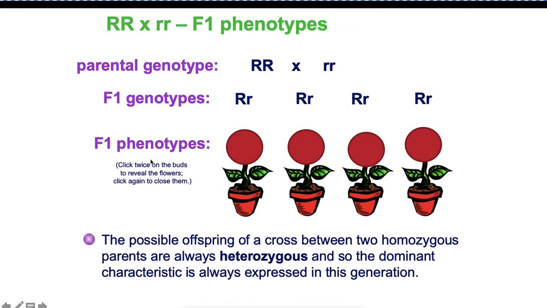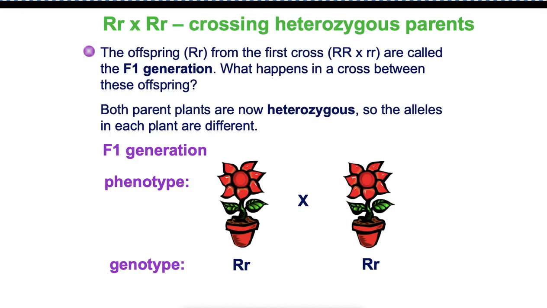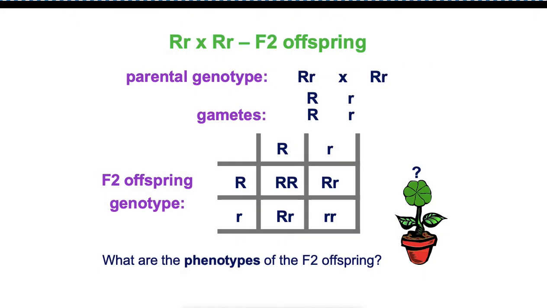What happens in this one? As you see, one dominant allele is enough to be exposed in the phenotype. The possible offspring of a cross between two homozygous parents are always heterozygous, and so the dominant character is always going to be expressed in this generation in their phenotype. But what happens if both of the parents are heterozygous, and so the alleles in each plant are different? So one capital R and one small case r. What will happen in their generation?